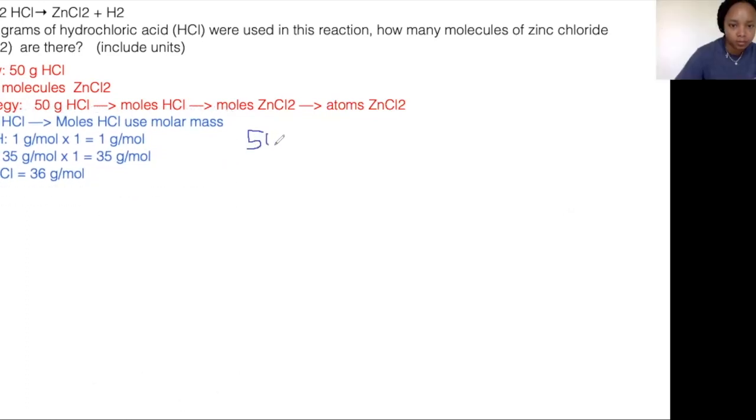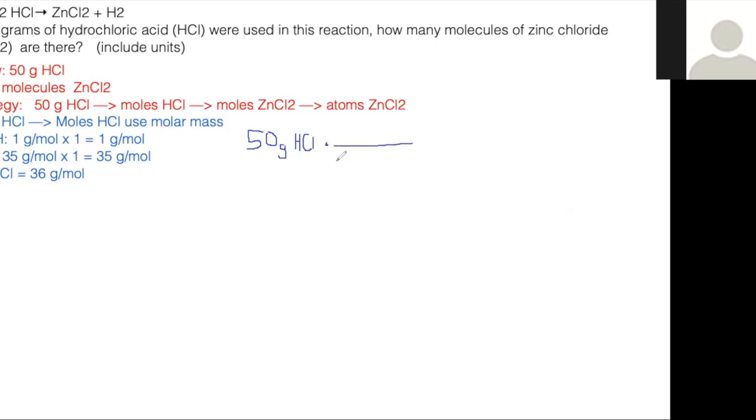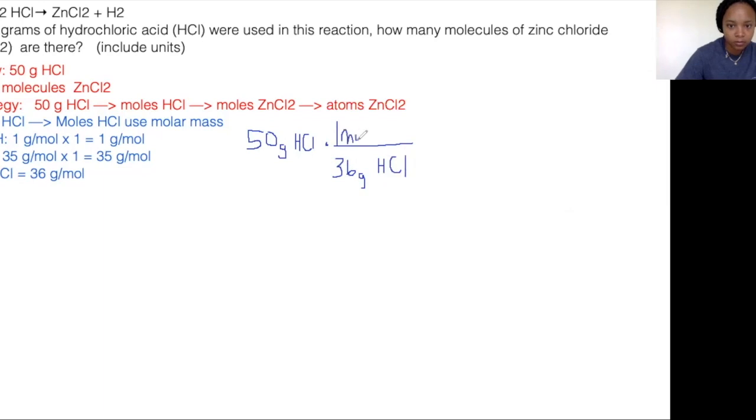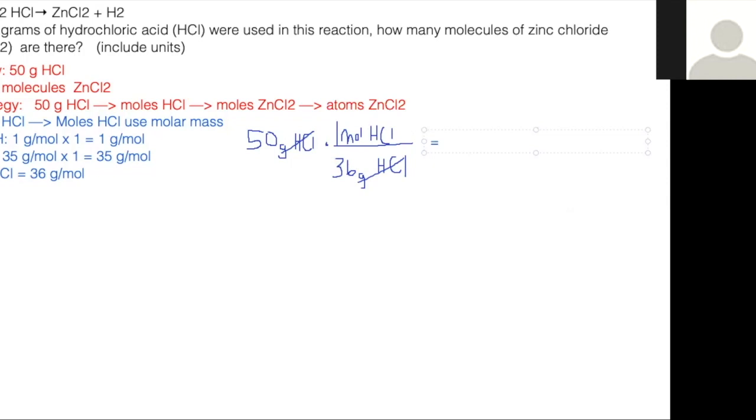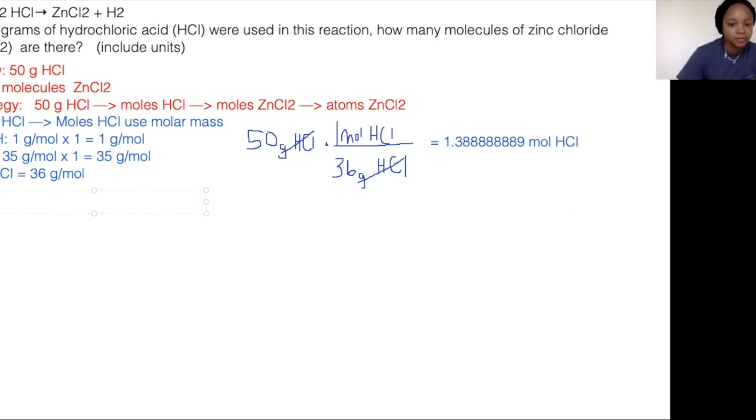So you do 50 grams of HCl, and then you will put 36 grams on the bottom. Good job. Then you gotta do 50 divided by 36, and you get 1.3 and a whole bunch of 8s and a 9. And what are my units? Moles. Then after that, you got the moles, you gotta go to moles of zinc chloride.